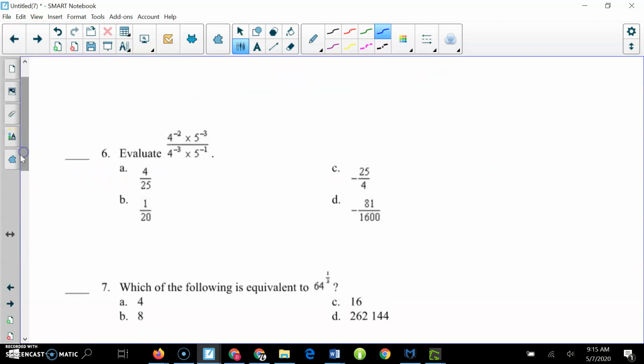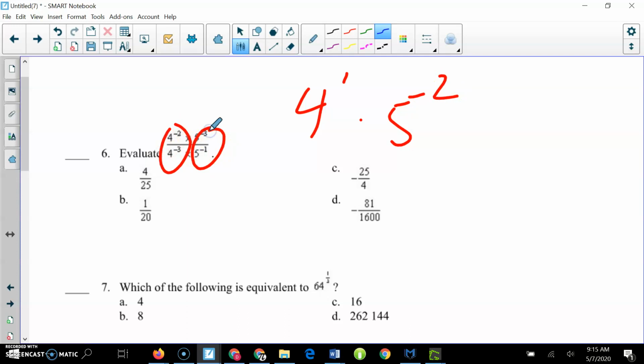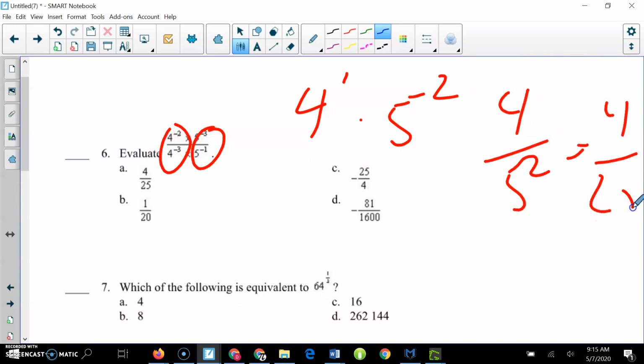Worry about the 4s, worry about the 5s. 4 minus 2 minus 3 is 1 times 5 minus 3 minus 1 is -2. Okay, so we're subtracting each of these, which is then 4 over 5 squared, which is 4 over 25, which is A.